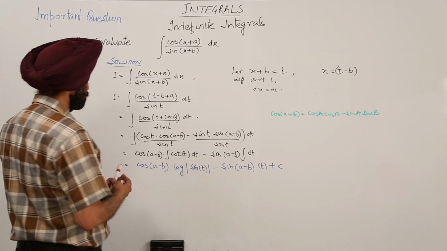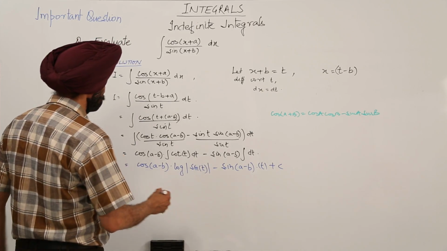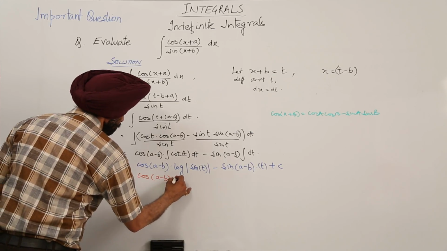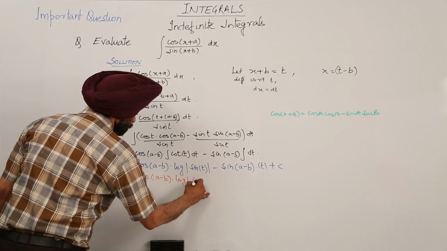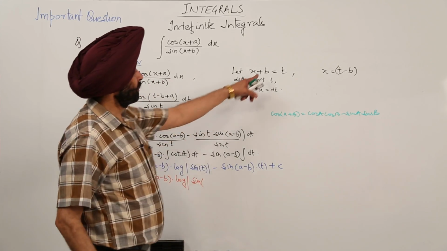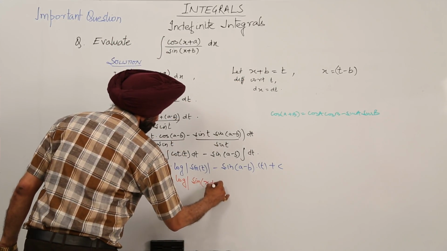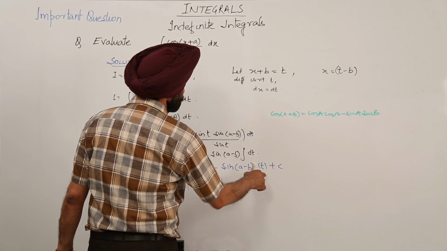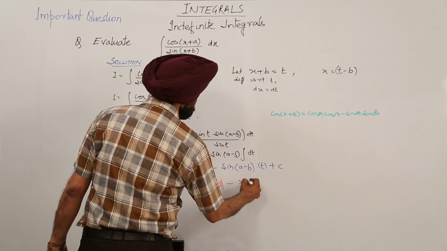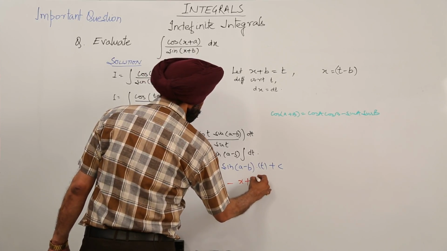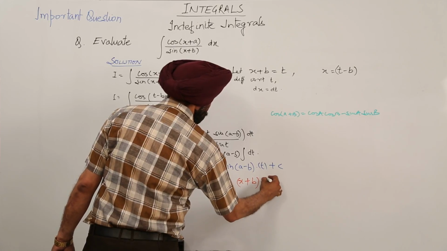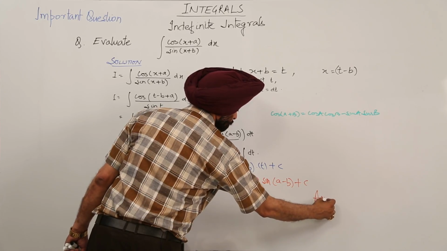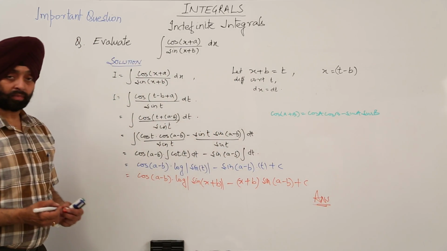Now let's put back the value of t. This becomes cos(a - b) log of sin(x + b), minus, now we can write t as x + b, so (x + b) sin(a - b), plus c. That is the answer. Simple question.